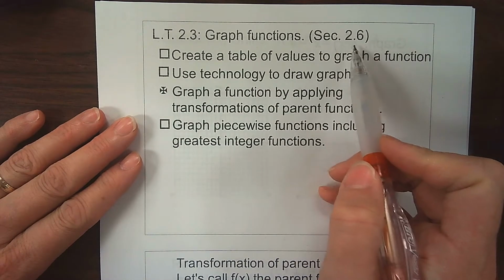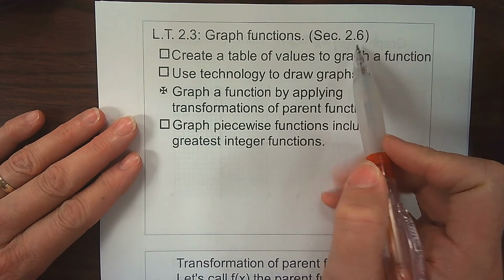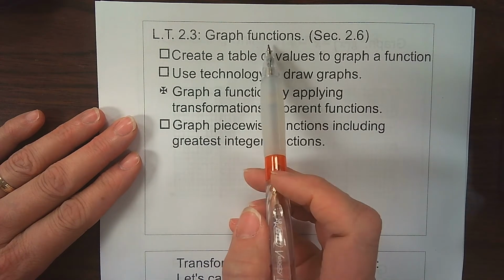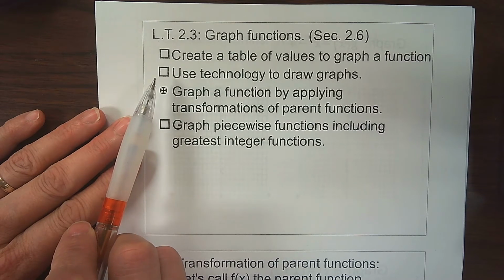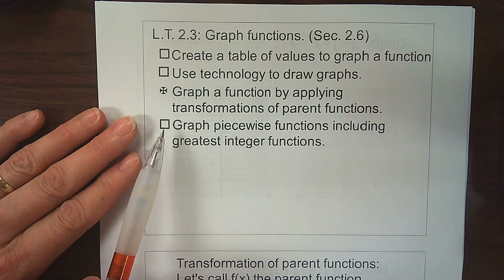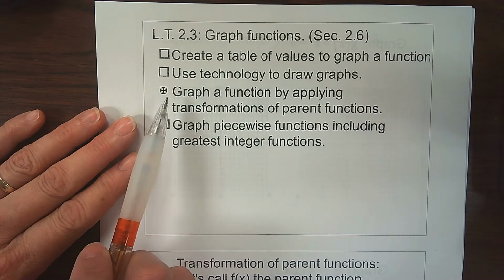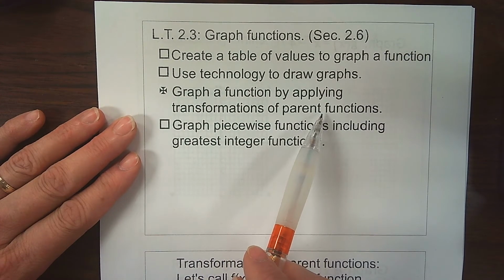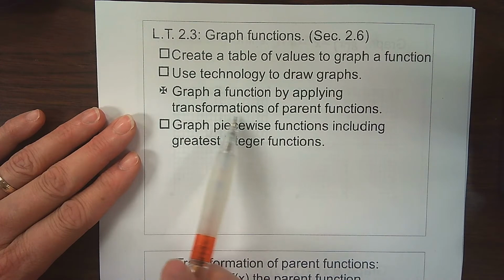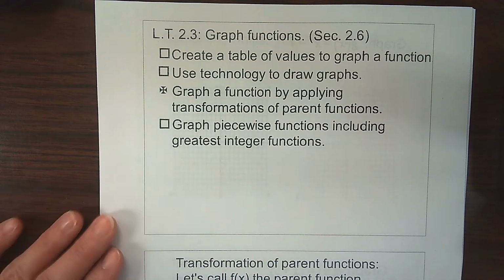We're ready to take a look at section 2.6. We have already done some graphing of functions by creating tables of values, using our graphing calculators, and even considered some graphs of piecewise functions. However, what I want us to consider today is a new way of thinking about graphing where we consider a parent function, we are familiar with many of those already, and transformations being applied to that function.